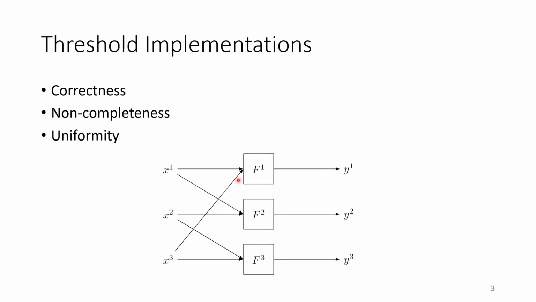Correctness simply means that the masked function is indeed implementing the masking of a particular function f, the function you want to. Non-completeness means that each masked Boolean function only works on a subset of the shares. So f1, for example, only operates on the first share and the third, but not on the second. And uniformity means that the masked function is balanced for each particular choice of input secret.